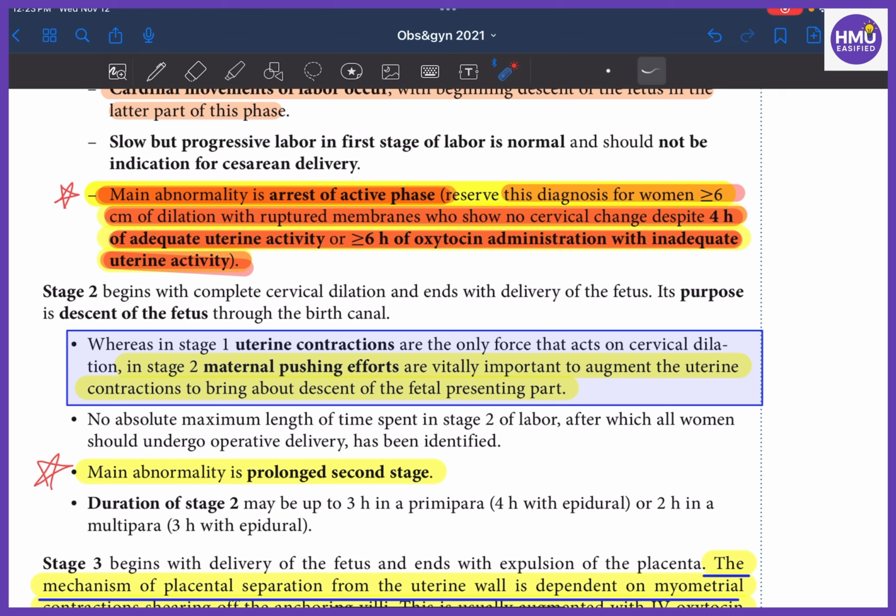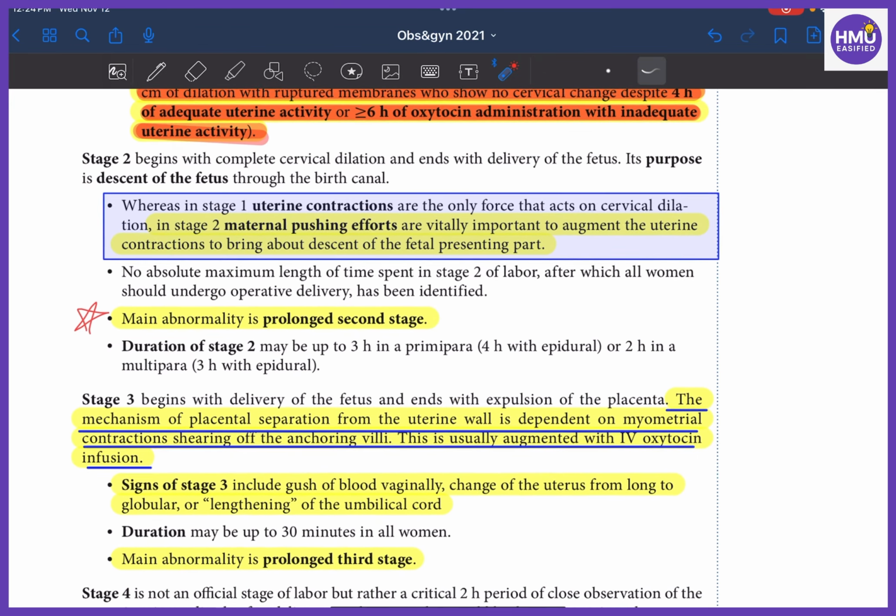So it says if after 4 hours of adequate uterine activity, we gave it 4 hours, and there is still no dilatation from 6 centimeters, then that's an arrest. Or more than 6 hours of oxytocin administration, meaning we gave oxytocin and we see it's still 6 centimeters. It's not reaching 10 centimeters. That's a problem, okay? We'll probably talk about it longer later.